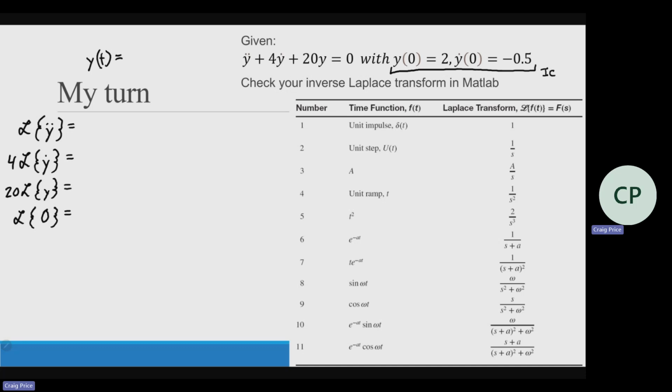Zero over s is 0. It's just going to be 0. So that's the Laplace transform. Now, again using the equation sheet.